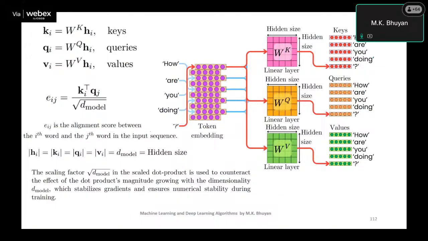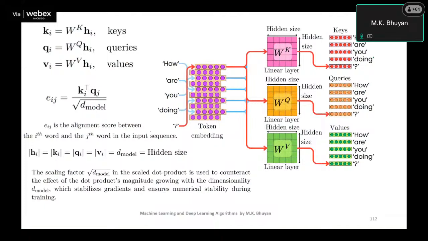These figures are taken from my book. Actually, these are some figures I have taken from my book. And after this, this WK, WQ, and WV, these are the matrices. So we are multiplying these token embedding vectors with the matrices. And after this, we are getting the key, query, and the values corresponding to the input "how are you doing".